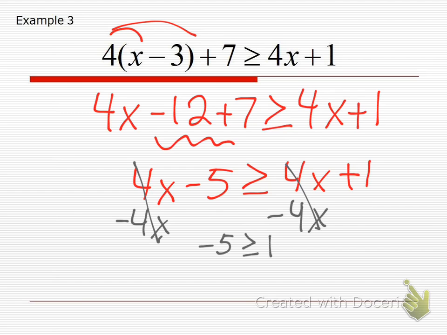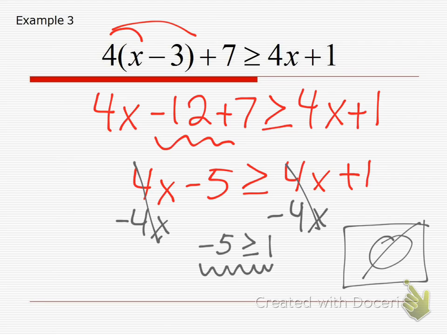So this is just like the warm-up. You need to decide if that is a true statement or a false statement. Is negative 5 greater than or equal to 1? No. So what is my answer? No solution. So you could do the empty set symbol. You could say no real solution. You could put NS. Really up to you. What are your questions on this?